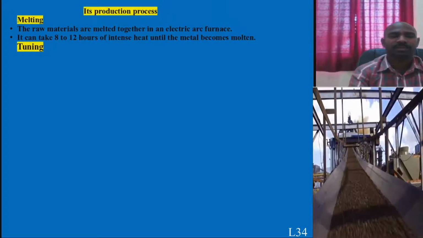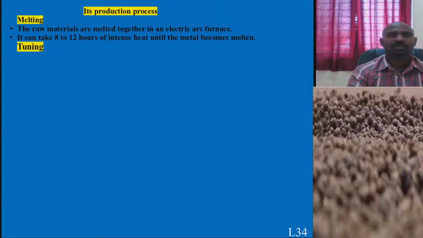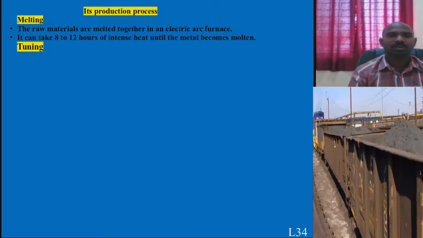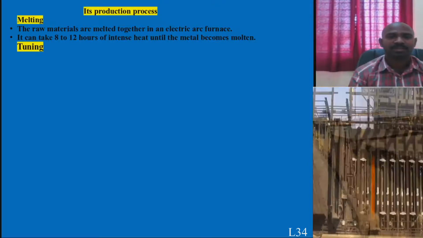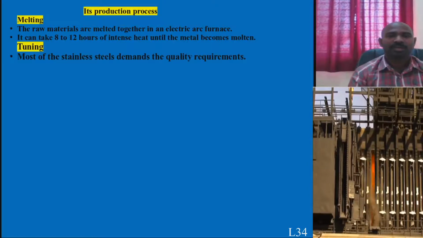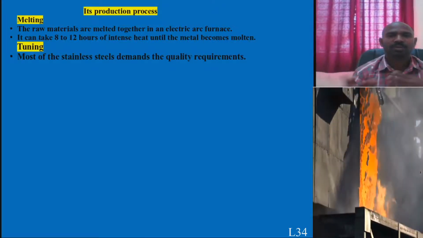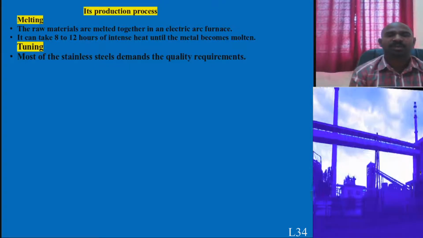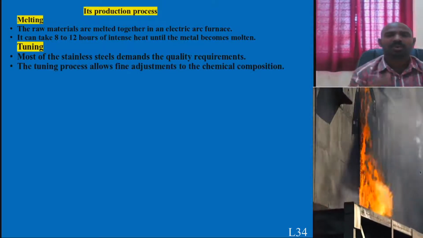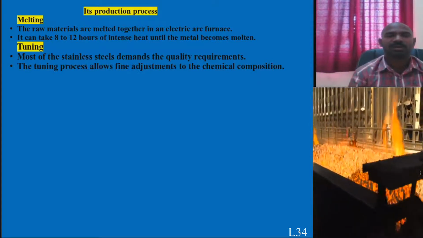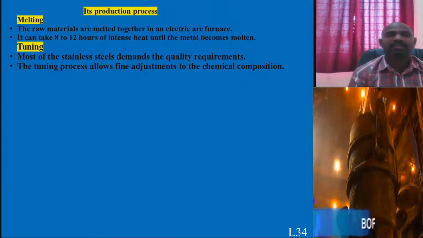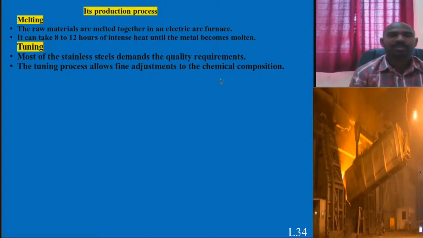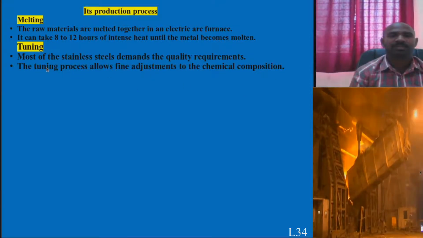Now coming to the tuning process. Why do you need to tune? Based on the applications, you will find there are a variety of applications which demand quality. How do you achieve the quality? Based on the demand of the application, it is mainly by fine adjustment. It should be the exact chemical composition. It is done after reaching the molten state. Fine adjustment of compositions is done. That is the second step.